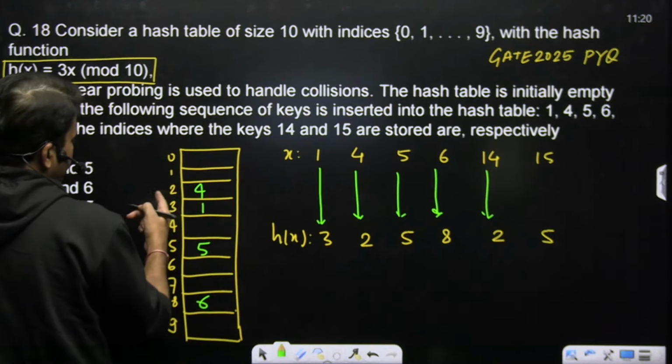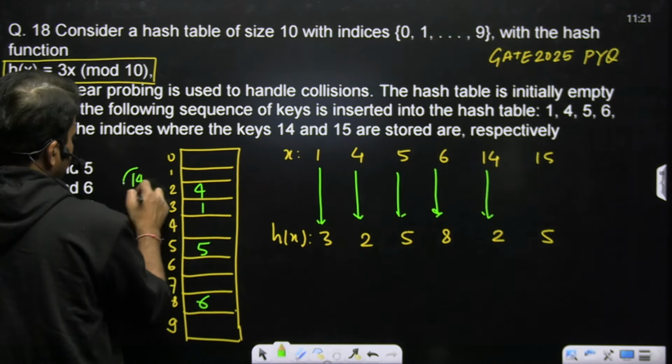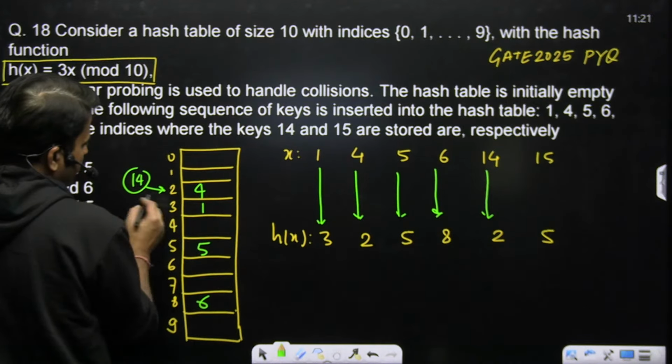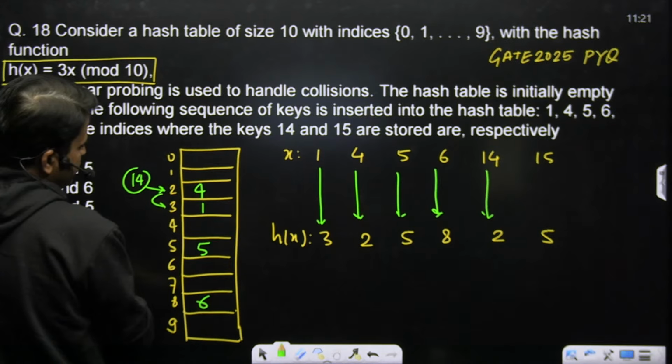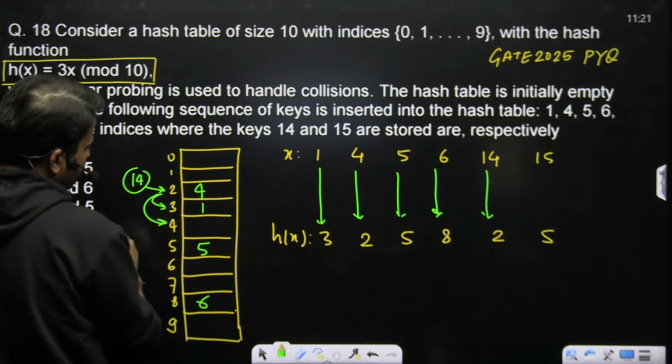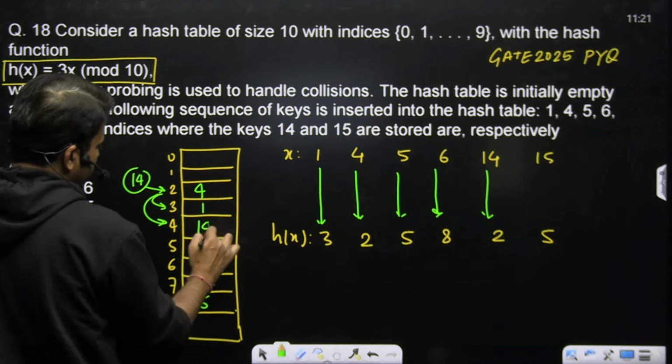Sir, 2 is already occupied. What is the hash index for 14? Sir, 2 is coming, but 2 is already occupied. So with linear probing, I'm checking for an empty slot. This is filled, so I'm checking another empty slot. Yes, 14 comes at this position.